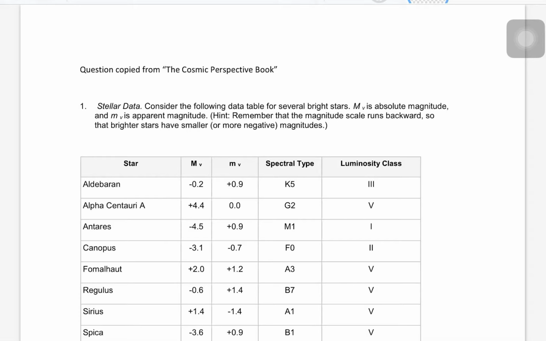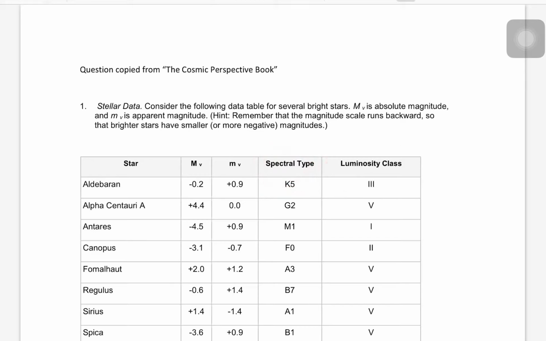Here we are presented with the stellar data. That means we are given a table of stars with their absolute magnitude, MV, which is the absolute magnitude. A small mv is the apparent magnitude. Then we are given the spectral type and the luminosity class.